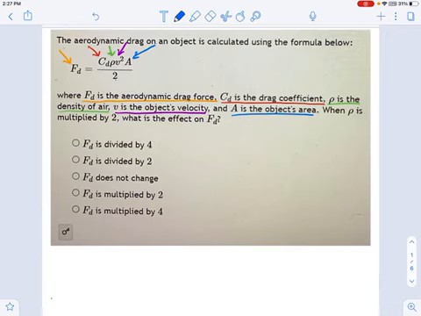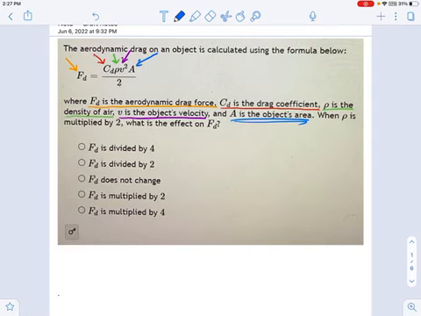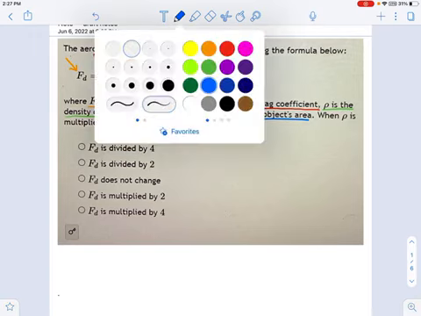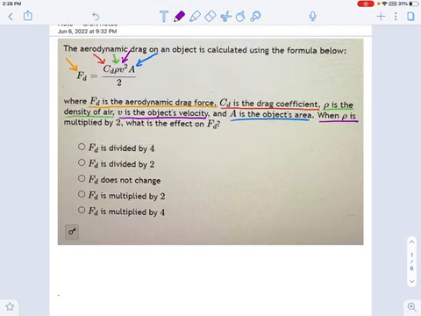Likewise, if you increase your velocity, then it's going to increase the force of drag quite a bit. If you increase your size, the area of an object, that will also increase the force of drag. So there's some cool relationships here implied by this equation. And all we want to know in this question is, if P is doubled, remember what P is. That's not velocity. It is the density of air. If P is doubled, what's the effect on F?